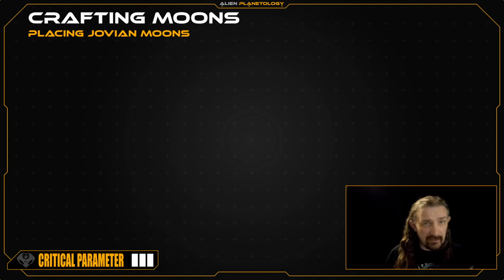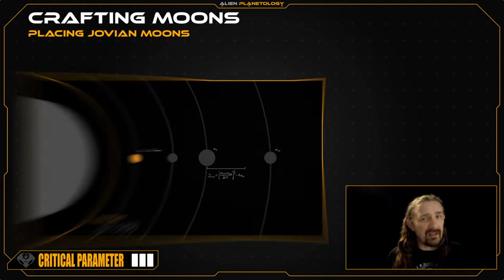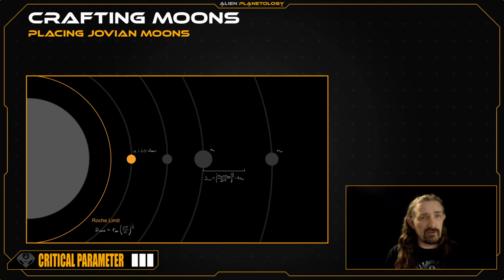Placing major moons around a Jovian planet is a bit trickier, as you are likely going to be placing several of them. There are basically two methods for doing this. The easiest is to place the innermost moon at some distance above its Roche limit, and then place the next moon at a stable distance beyond that, working your way out in order until you have all of your major moons placed.